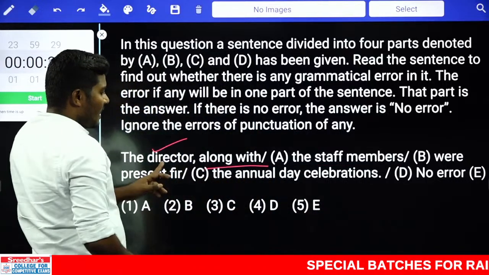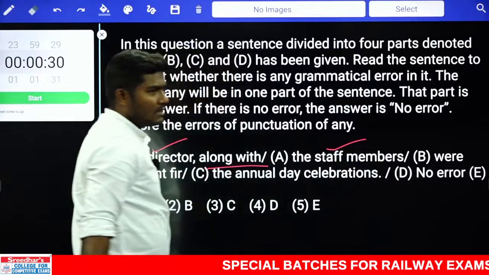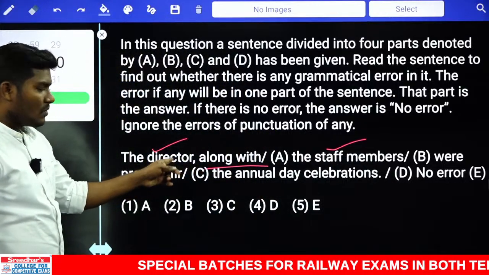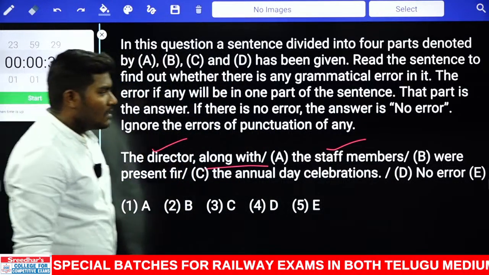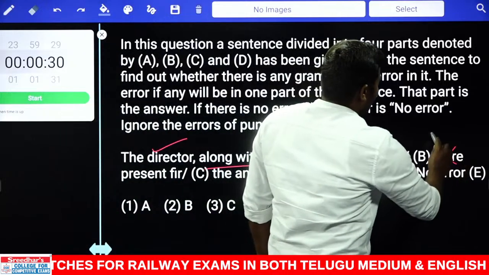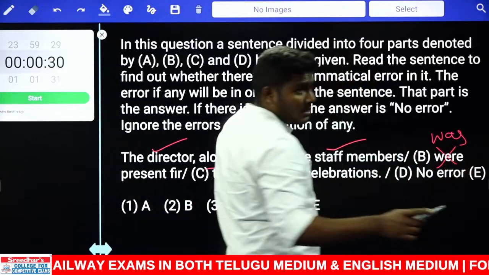What is the first noun? Director. What is the second noun? The staff members. The verb should agree with the first noun. What is the first noun here? The director. Singular or plural? Singular. So what should be the answer here? Was. Okay, some of you are saying is.